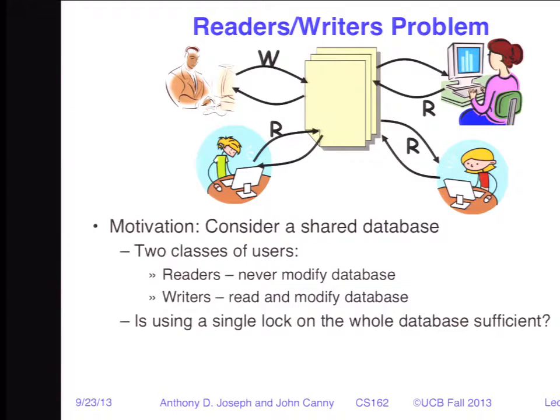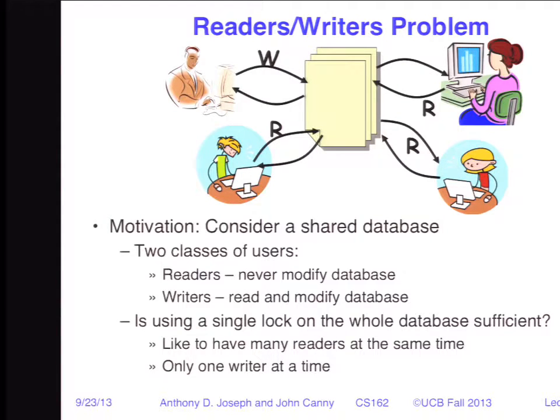In particular, we'd like to be able to have many readers in the database at the same time because they don't conflict, right? Readers are just reading. So we could put a single lock on the database, but we're going to eliminate any concurrency, and that's not good. On the other hand, we can only ever have one writer at a time. So from a writer point of view, a single lock would be sufficient. But from a reader standpoint, it's going to be incredibly inefficient. So we don't want to do that. So a monitor instead is going to be a better choice.